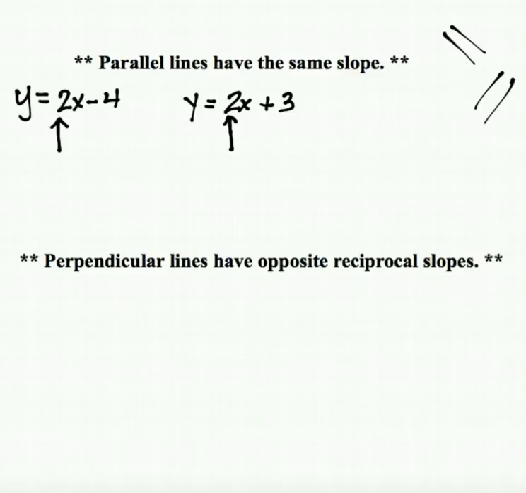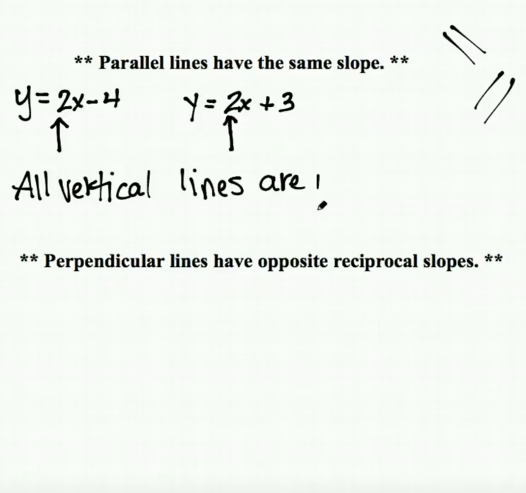Now let's talk about our two oddballs, our vertical lines and horizontal lines. All vertical lines are parallel. I'm stating that because we know that a vertical line has an undefined slope. It's not a numerical value, but I know that all vertical lines have an undefined slope, so they are all going to be parallel to each other. I also know that all horizontal lines have the same slope. They all have a slope of 0, so they're also all going to be parallel.